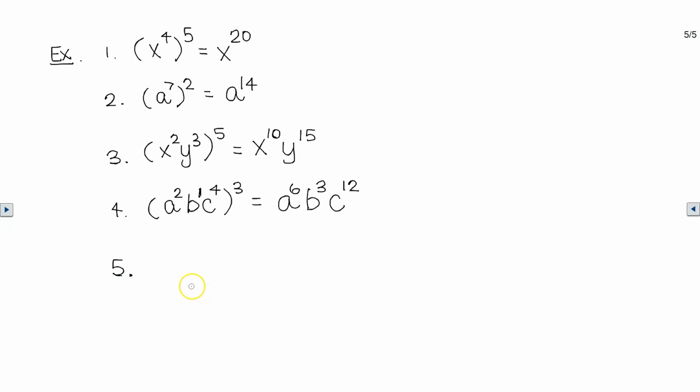Now, we should also talk about coefficients here. So let's say we have 4x to the 3rd and we want to take all of that and raise it to the second power. Again, this 4 is not an exponent. It is a coefficient. So I have to treat it differently than I would treat exponents. That power to a power rule doesn't apply to it.